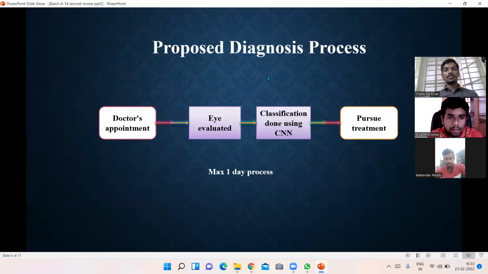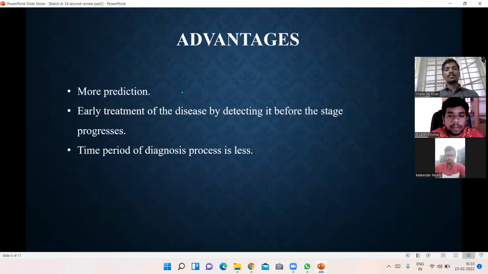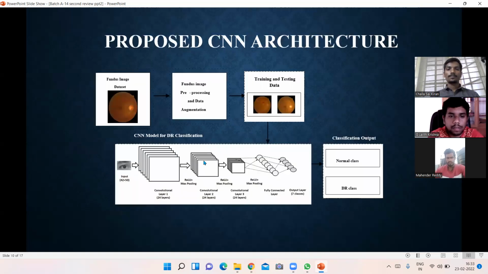So this is the diagnostic process of the proposed system. We need to take an appointment, evaluate our eye, use this classification using CNN, and we can pursue treatment. So this will take a maximum of 1 day, compared with the existing system. We have advantages like more accurate prediction and early treatment of the disease by detecting it before the stage progresses. So the time period of the diagnosis process is less here.